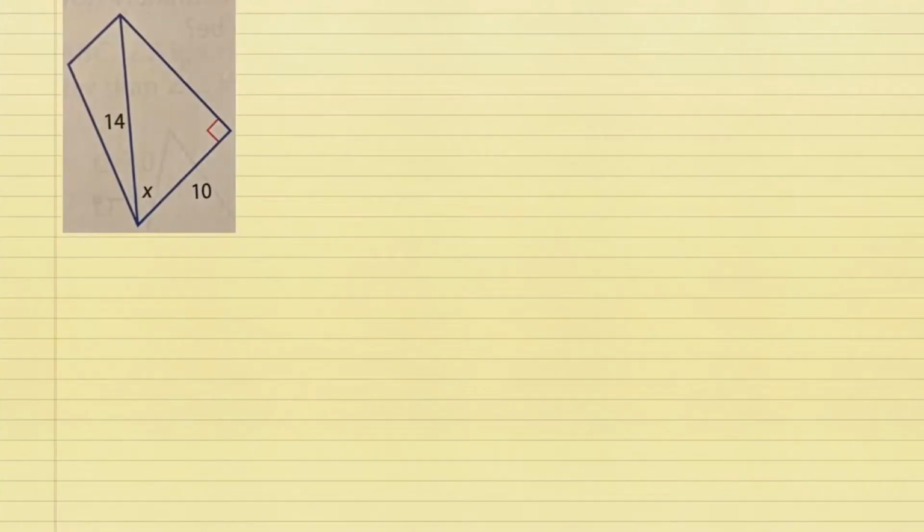So the first problem, we're trying to find x. That's the angle that we have here. And we're given the wall that's right next to it, which is the adjacent. How do I know that's the adjacent? It's next to the angle, but it's also touching the 90. That's why it's adjacent. And then this is the hypotenuse, the 14. How do we know it's the hypotenuse? It's not touching the right angle. So we have adjacent and hypotenuse.